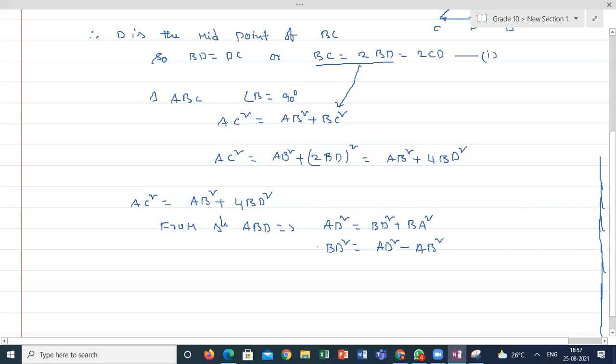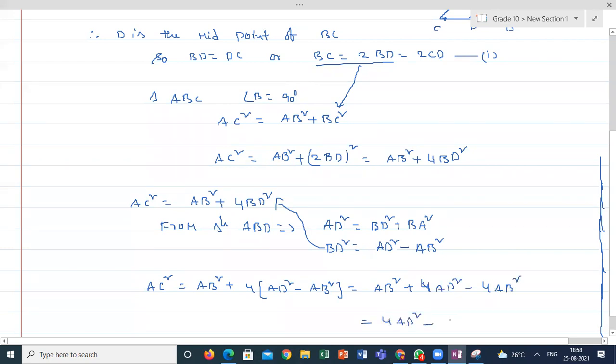If I am applying this BD square value here, what am I getting? My AC square is equal to AB square plus 4 into AD square minus AB square. This will be AB square plus 4 AD square minus 4 AB square. This will be 4 times AD square minus 3 times AB square. That is your AC square.